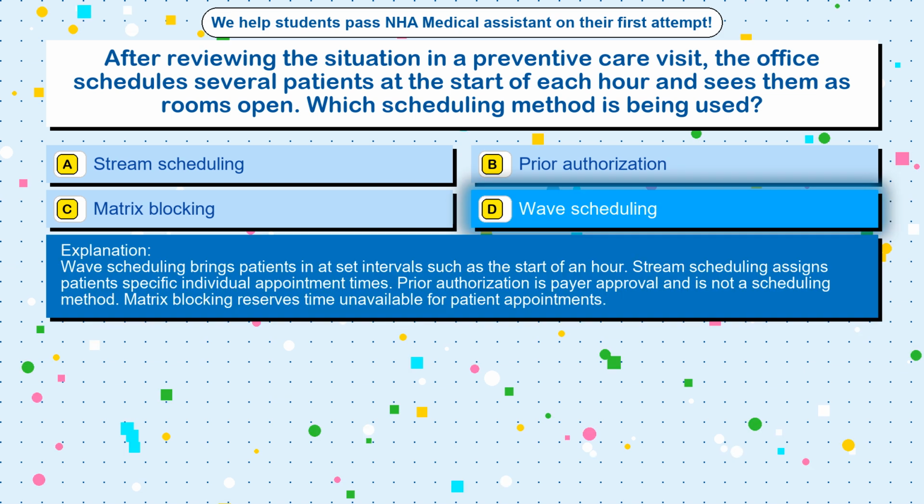Wave scheduling brings patients in at set intervals such as the start of an hour. Stream scheduling assigns patients specific individual appointment times. Prior authorization is payer approval and is not a scheduling method. Matrix blocking reserves time unavailable for patient appointments.